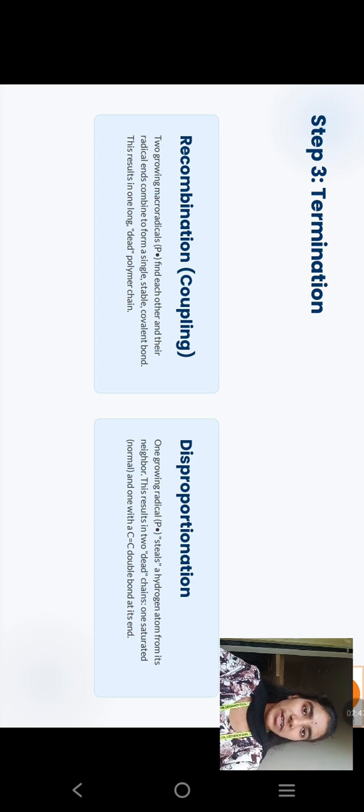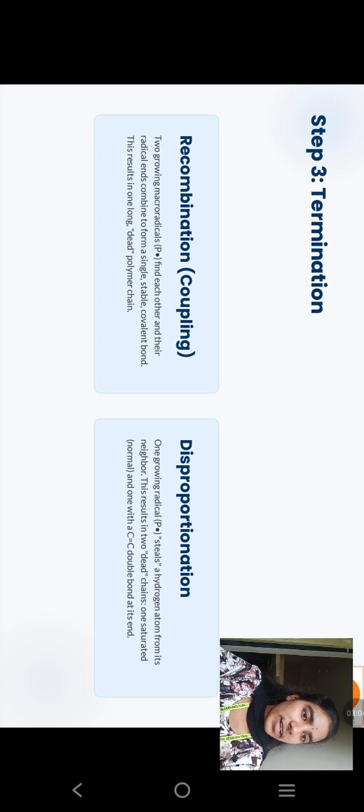Step 3, termination. Recombination means coupling. Two growing macroradicals, P dot, find each other and their radical ends combine to form a single stable covalent bond. This results in one long dead polymer chain.